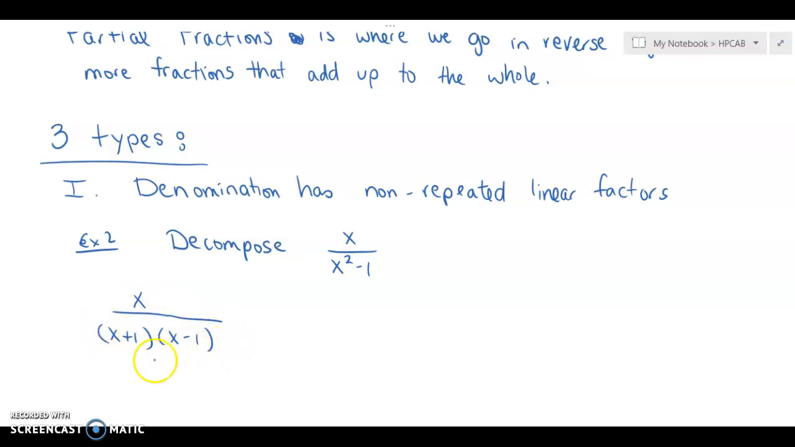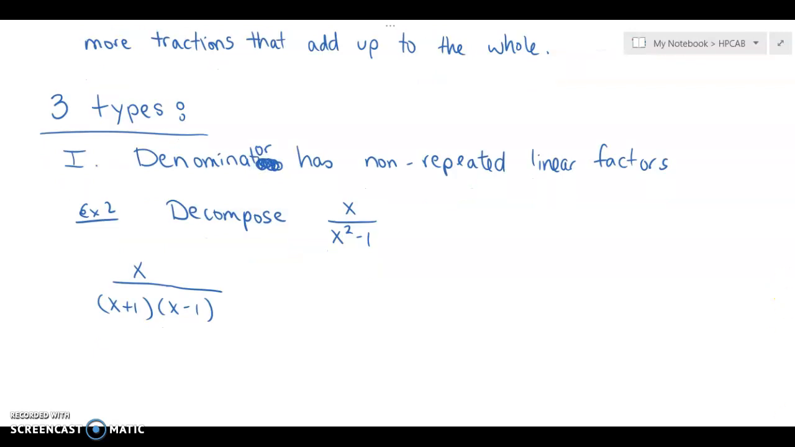Okay, and so now if you look at the denominator, the denominator has non-repeated linear factors. So if you look at it, we have linear factors, because x to the first is obviously linear, and they're not repeated, meaning x plus 1, x minus 1, they're different. It's not like we have an x minus 1 and an x minus 1. All right, so this is going to definitely be linear and non-repeating. All right, so that's the first type that we're going to focus on today.